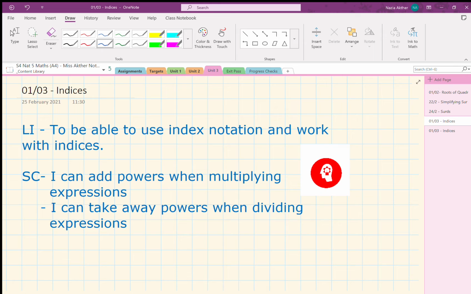In this video, we are going to be looking at indices. So the learning intention is to be able to use index notation and work with indices. So by the end of this video, you will know how to add powers when multiplying expressions and take away powers when dividing expressions. Now let's first look at what we mean by index notation.